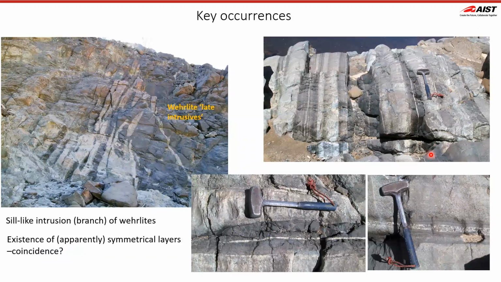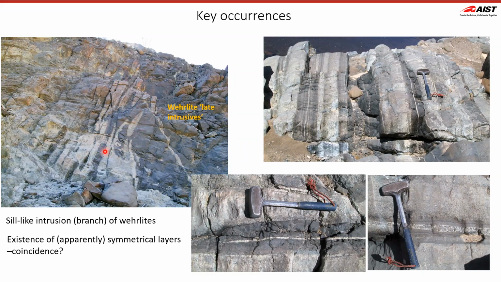The additional key occurrence is the dunite late intrusion. This intrusion clearly intruded into the layered gabbro sequence and enclosed its gabbros, but a branch of this body intruded coherently into the layered gabbros like this.